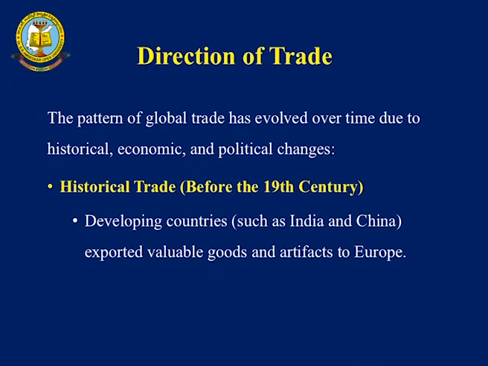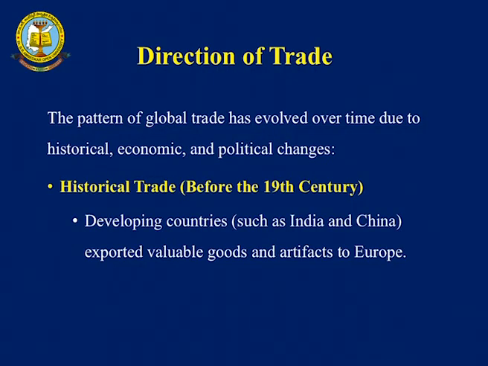And the third one is the direction of trade, which is very important. How was the trade in the ancient period, and how has the direction of trade changed with the passage of time? The pattern of global trade has evolved over time due to historical, economic and political factors, which have played an important role in changing the global trade scenario. Historically, developing countries like India and China, as I have discussed earlier, used to export valuable goods and artifacts to Europe.